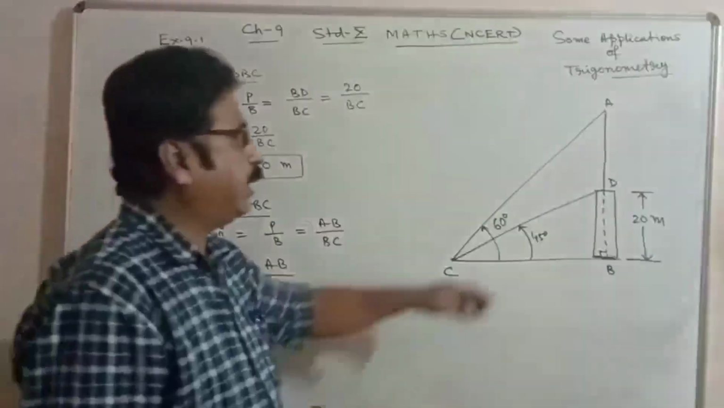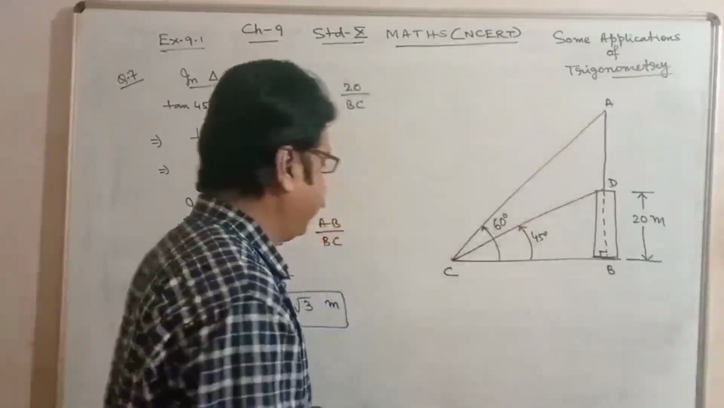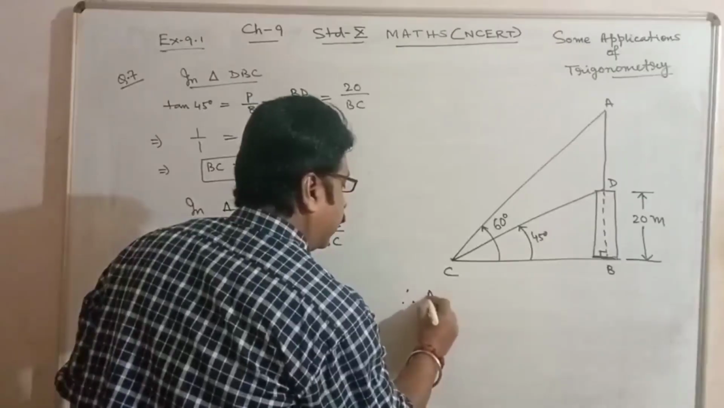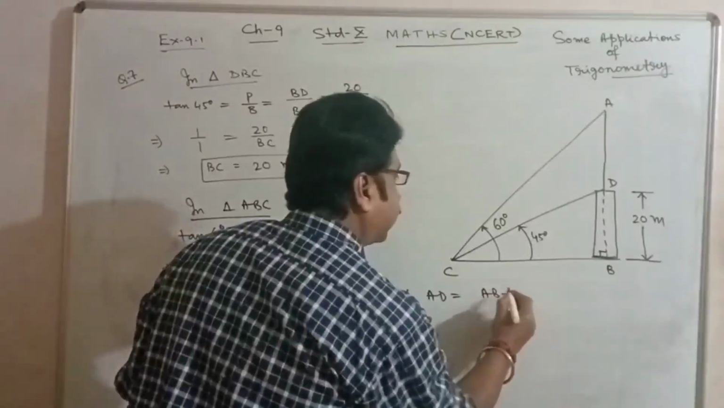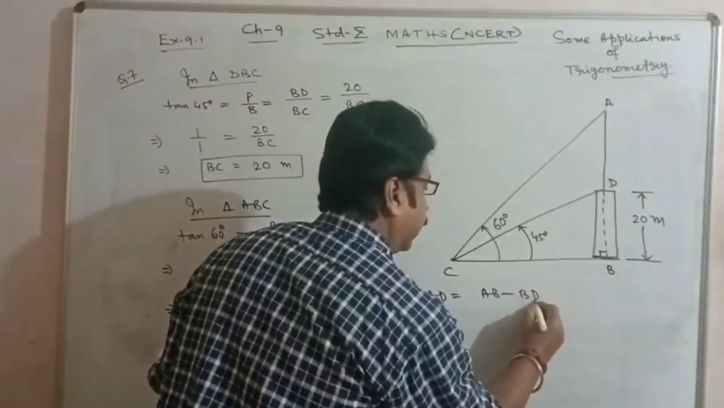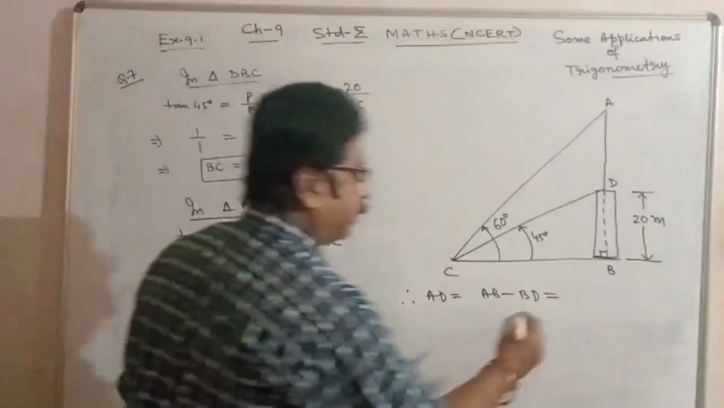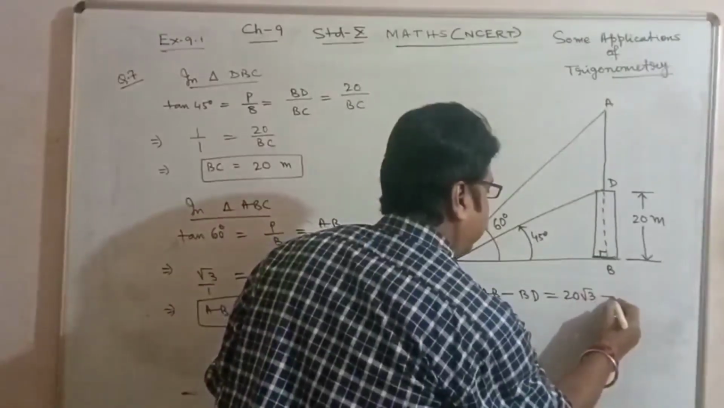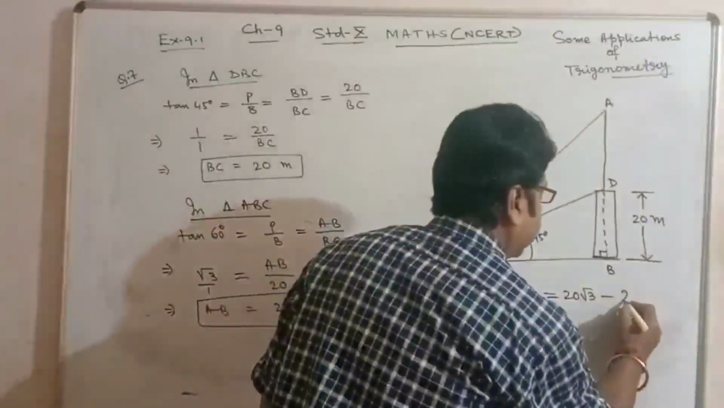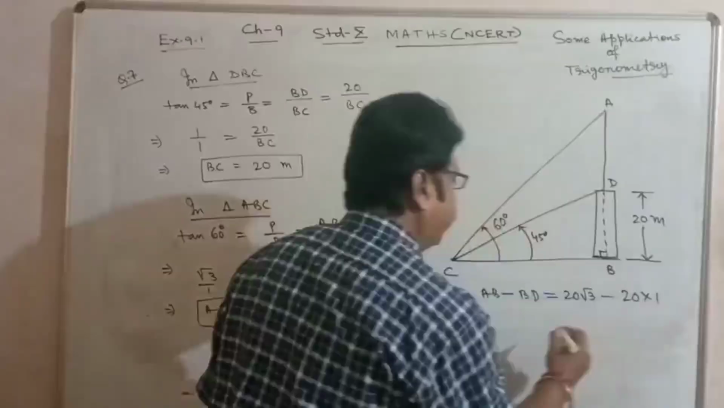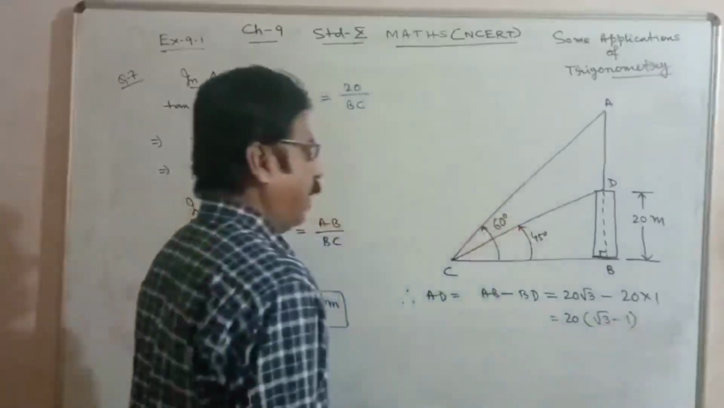Now easily we can get AD because AB minus BD is AD. Therefore, AD equals AB minus BD, equals 20 root 3 meter minus BD, which is 20 given. You can write 20 into 1, then 20 common, it will be root 3 minus 1 meter.